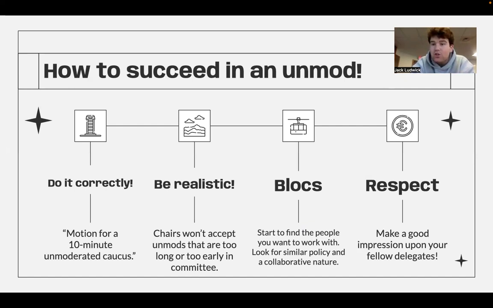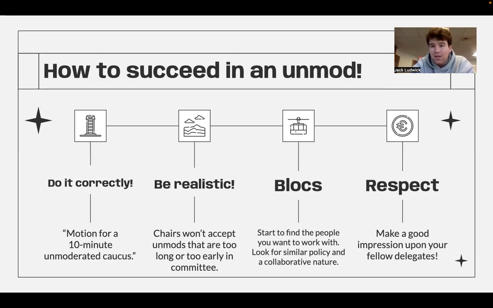And then also respect. At the end of the day, chairs are looking for respectful, collaborative delegates. If you have opinions and you voice them, awesome, but make sure that you're being kind, considerate during all of these unmoderated caucuses and not being overpowering and demanding and mean to other people in your committee.